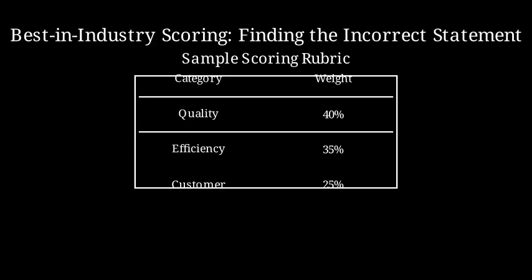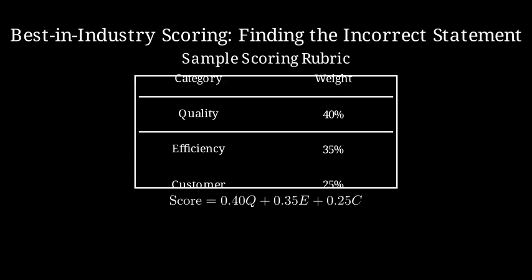Now, let's connect this to the question. Suppose a statement says, your score is just the simple average of all categories. That would not be accurate if the rubric uses weights. We can show the weighted score formula to make this idea precise. The final score equals each category score times its weight, all added together.